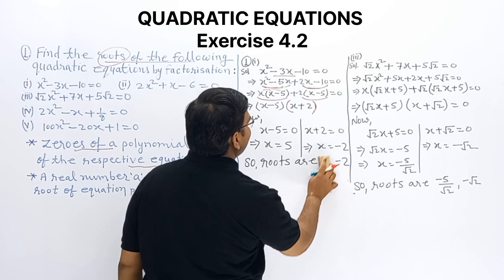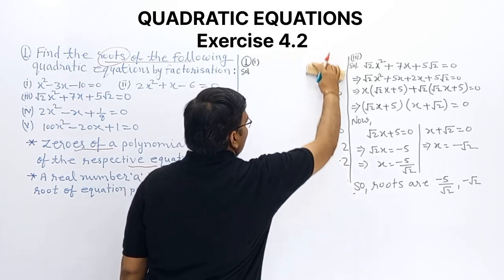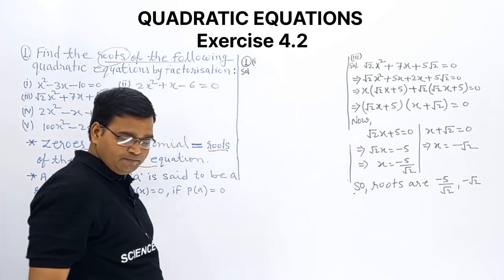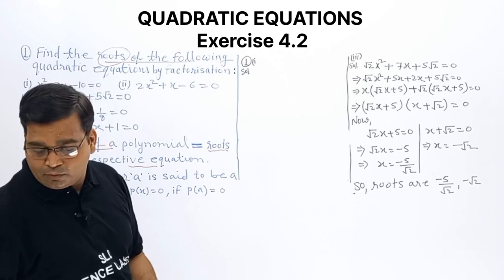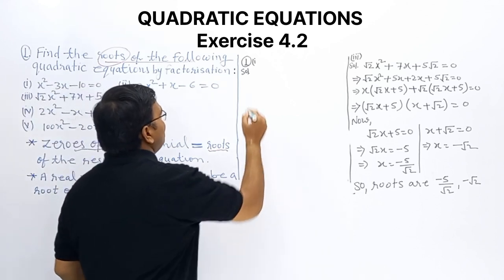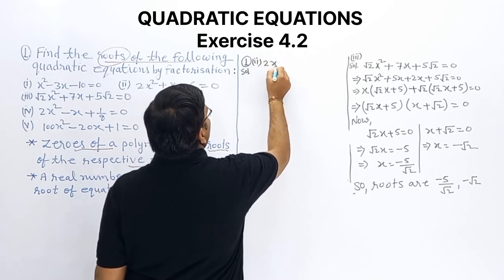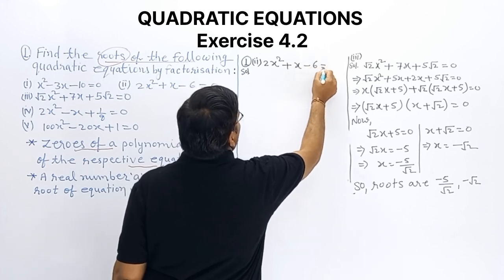How will we solve the next question? Observe carefully. I am going to solve question number 2. What is the question? The question is 2x square plus x minus 6 equal to 0.